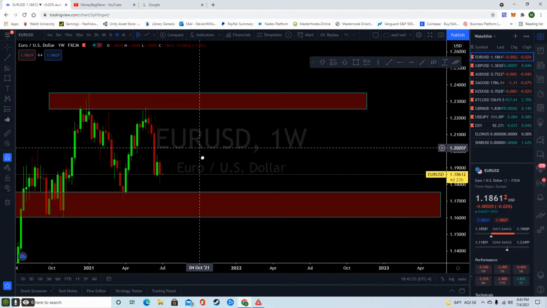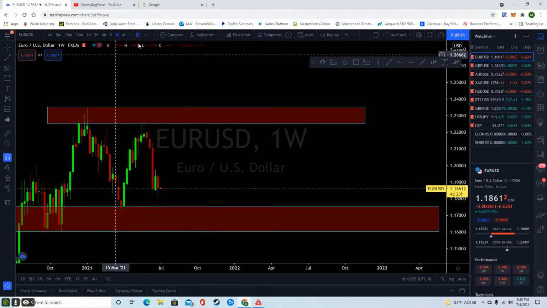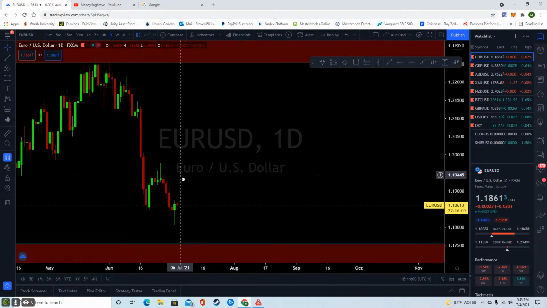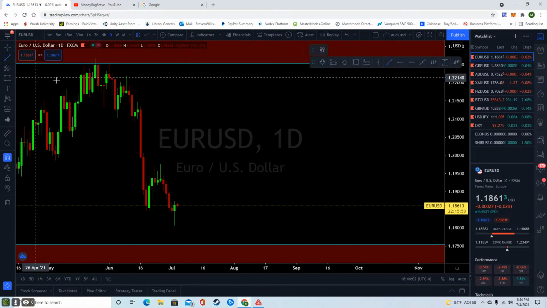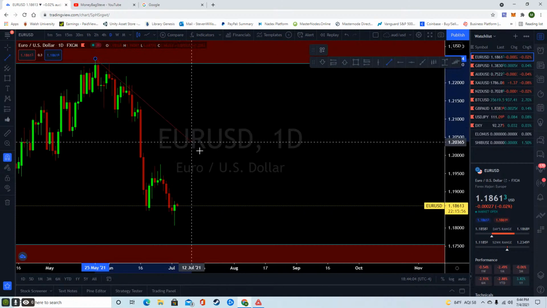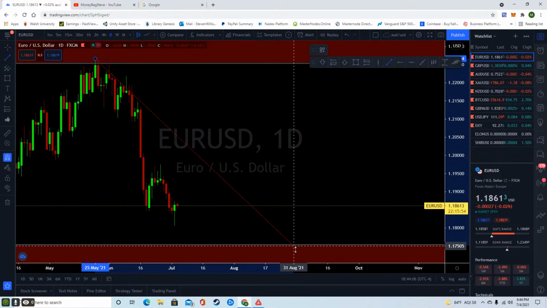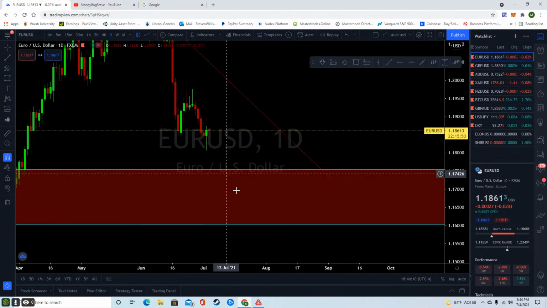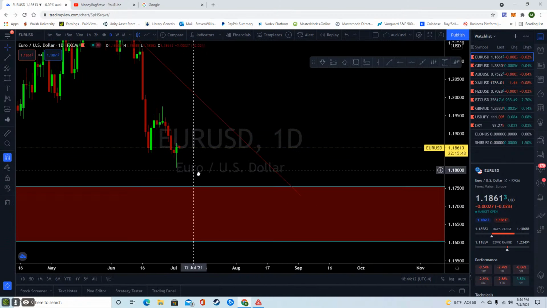So it's in a downtrend right now. When we go to the daily, it's still in that downtrend. So we'll be at the top of that. Bring this trend line down through here. So it'll have to break through this first. That's what we're going to be looking for.